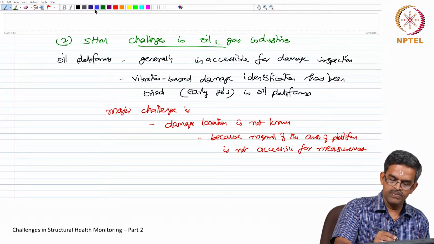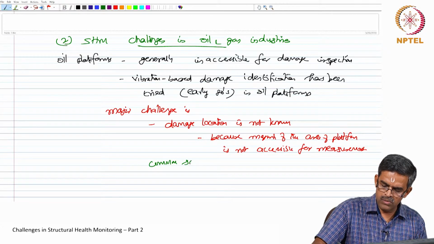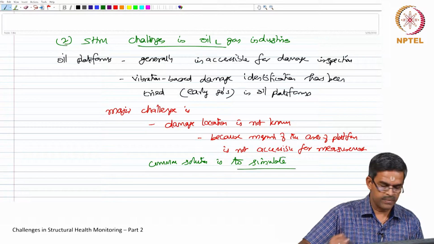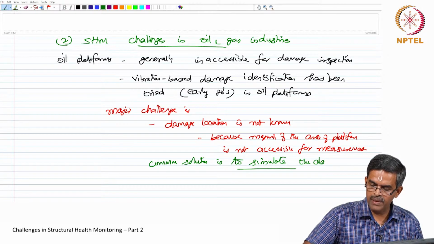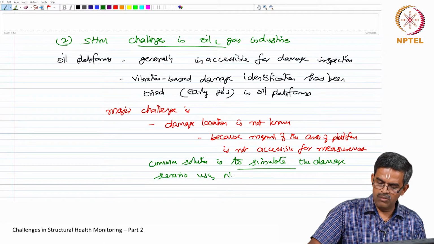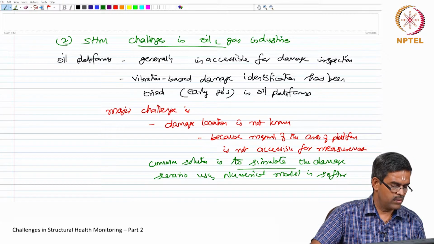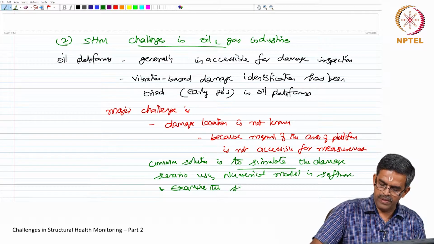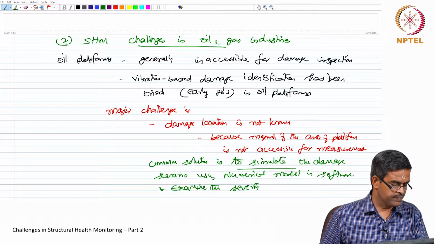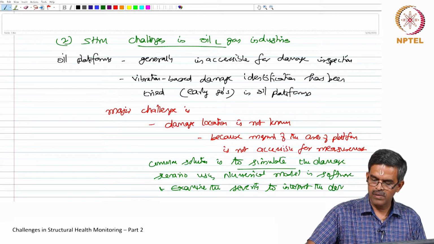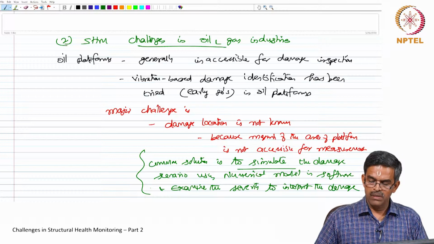Then what is the common solution? The most common solution is to simulate the damage scenario using numerical model in a software and examine the severity to interpret the damage. That is a common practice which is being done in oil platforms.